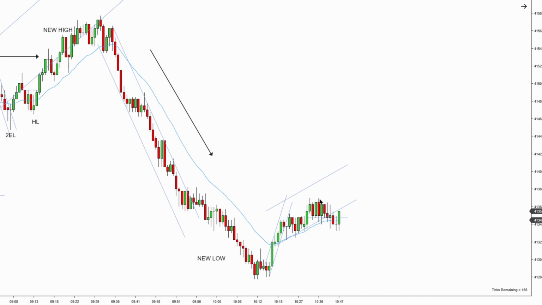A micro double top resets the count. I'm just going to redraw so you guys can see it better. Micro double tops reset the count in price action. This is the first top that I would count for first entry long. And for first entry long, in order for me to not reset the count, it is supposed to close lower than the high that I'm counting from.